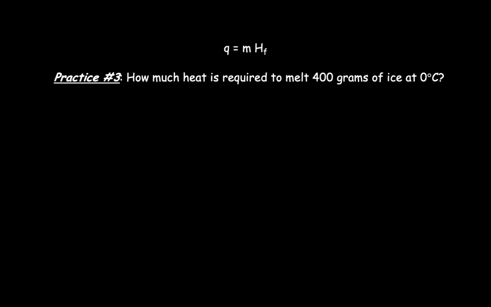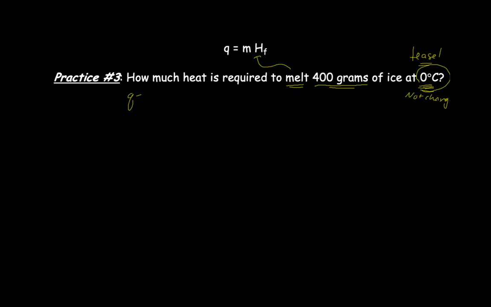It says, how much heat is required to melt 400 grams of ice at 0 Celsius? Now this is a little bit of a tease, and that's because they're giving you the temperature. So you may think that temperature is supposed to go in the equation, but be careful. Remember, it's at 0 Celsius, so it's not changing. If the temperature is not changing, then you don't have to worry about it. So the key is melting. So melting tells us we're going to use that formula.